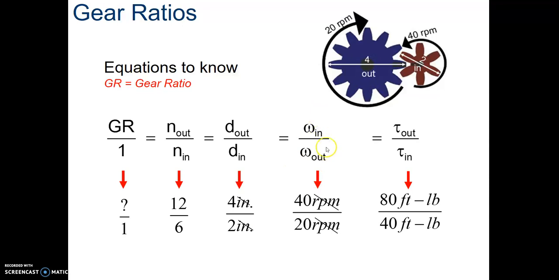What happens as the output speed increases? Well, if this speed increases, everything else needs to decrease. If you increase speed, you're going to decrease torque. If you increase speed, you're going to decrease size. So there are a couple of different things to think about as we solve some problems and figure out what we want to do with a gear ratio and what can become of our system itself.